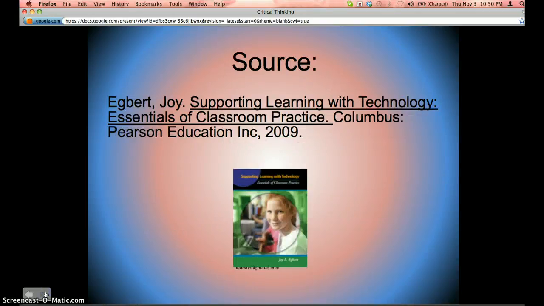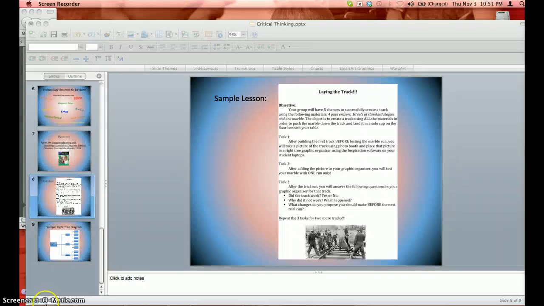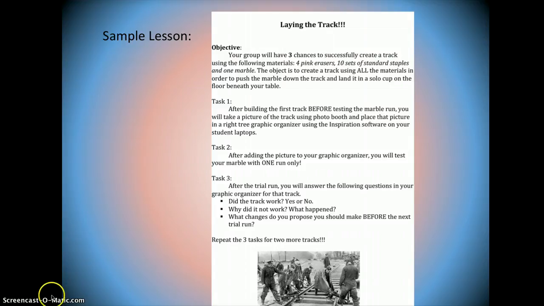Day by day, it's very scaffolded and easy to use for the teacher. All information from this program was through the Supporting Learning Through Technology textbook used in this class, and it's by Joy Egbert, and it's the 2009 edition. I also have a sample lesson that I wanted to show on critical thinking that I have recently used. It is called Laying the Track.